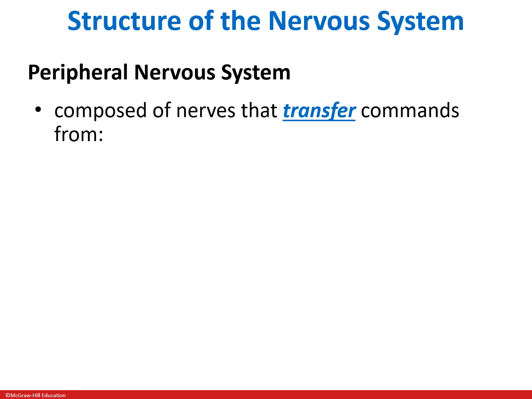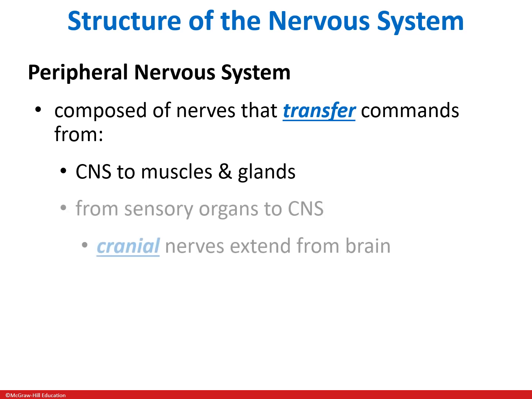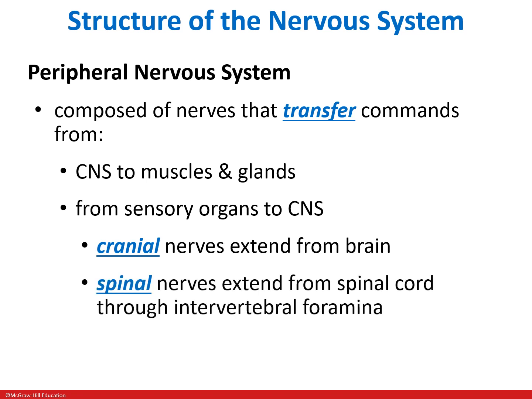So the peripheral nervous system is composed of all the nerves that exit the spinal cord and transfer those commands either from the central nervous system out to your muscles and glands, or carry information into the central nervous system from your sensory organs and other parts of the body. So cranial nerves are those that extend from the base of the brain, and the spinal nerves then extend from the spinal cord the rest of the way.